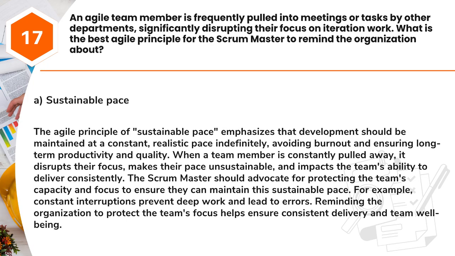Answer: A. Sustainable pace. The Agile principle of sustainable pace emphasizes that development should be maintained at a constant, realistic pace indefinitely, avoiding burnout and ensuring long-term productivity and quality. When a team member is constantly pulled away, it disrupts their focus, makes their pace unsustainable, and impacts the team's ability to deliver consistently. The Scrum Master should advocate for protecting the team's capacity and focus to ensure they can maintain this sustainable pace. For example, constant interruptions prevent deep work and lead to errors. Reminding the organization to protect the team's focus helps ensure consistent delivery and team well-being.